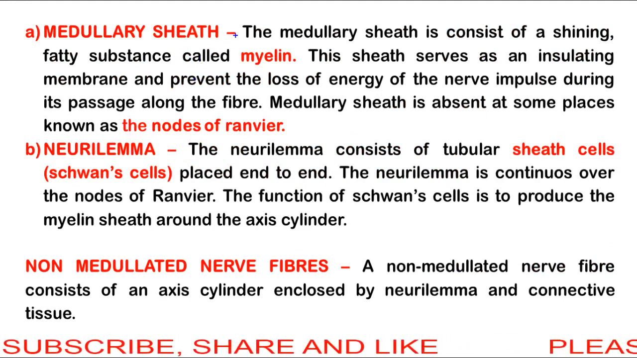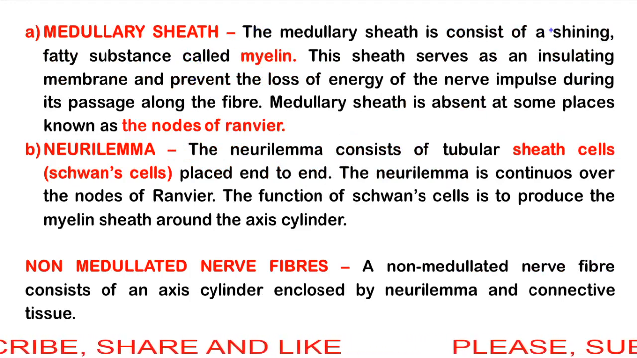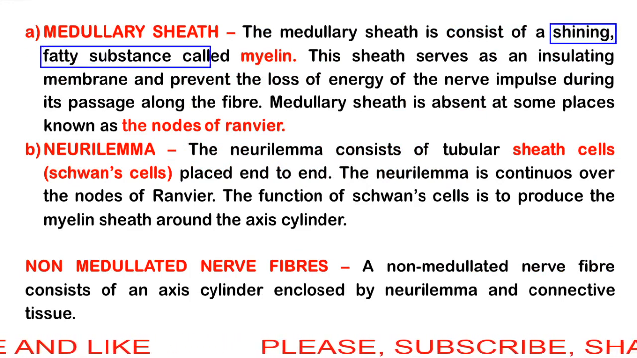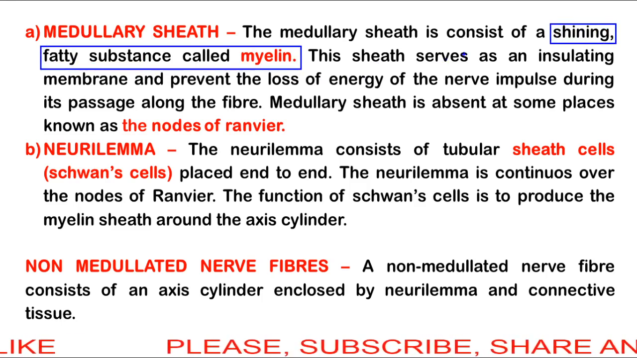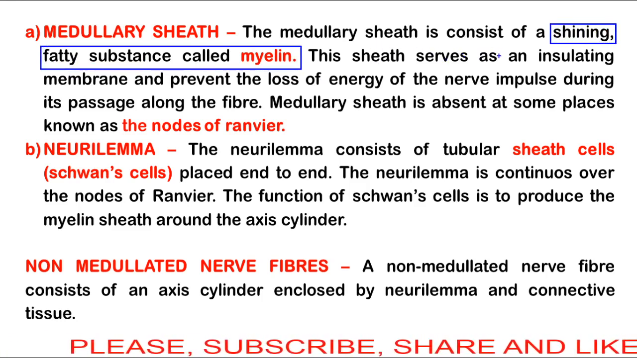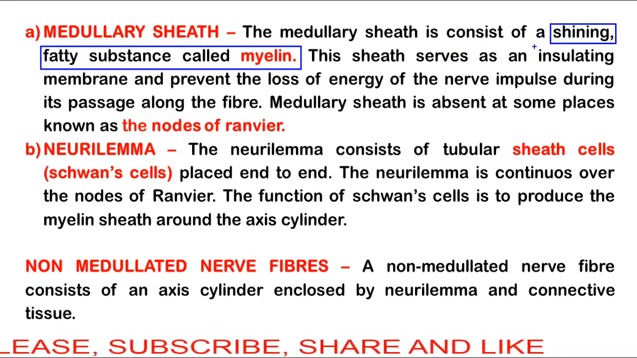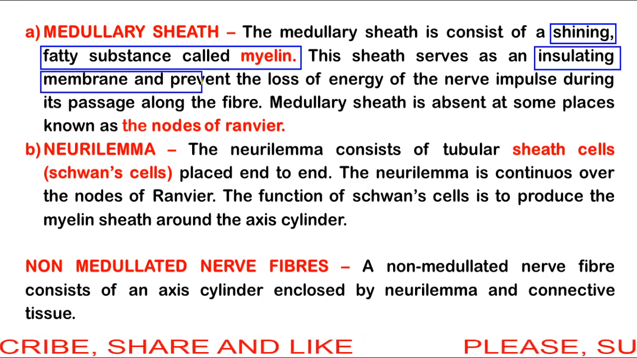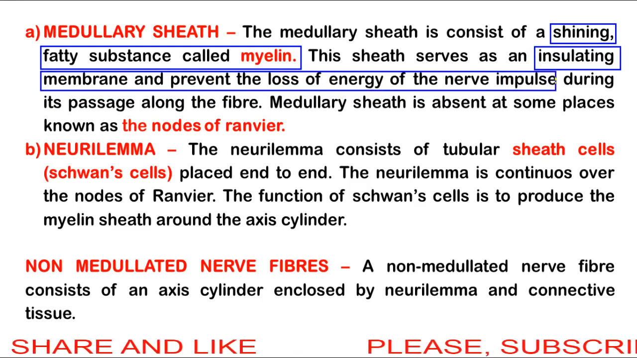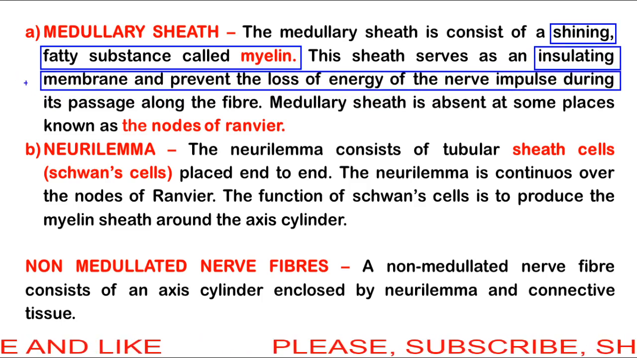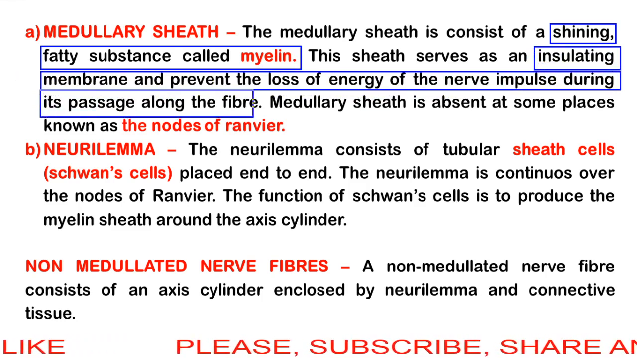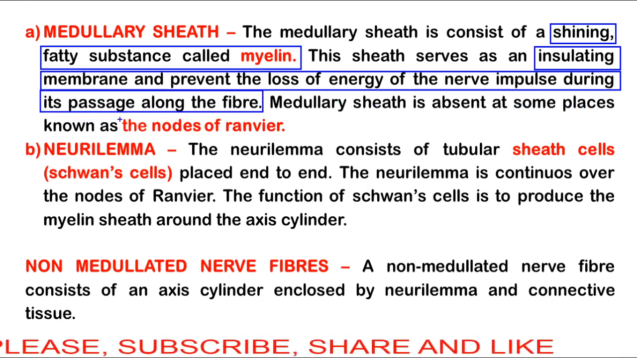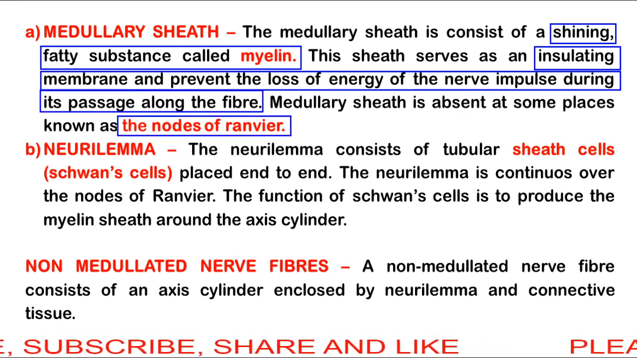Next is the medullary sheath. A medullary sheath consists of a shiny fatty substance called myelin. The function of this sheath is to act as an insulating membrane and prevent the loss of energy of the nerve impulse during its transmission. The medullary sheath is absent in some places. This is known as the nodes of Ranvier.